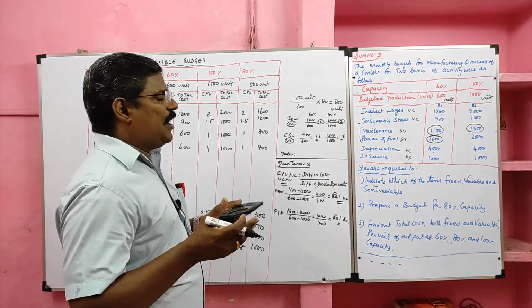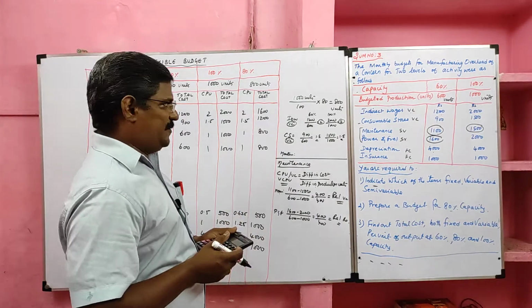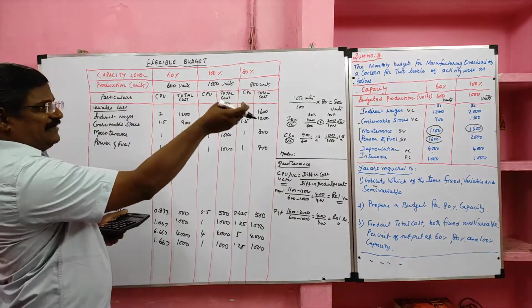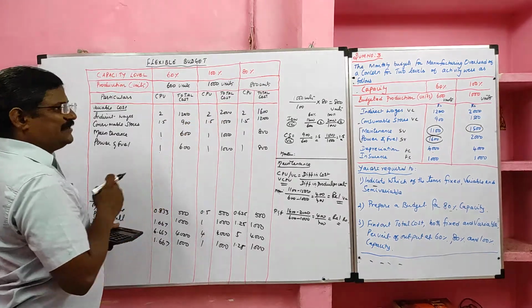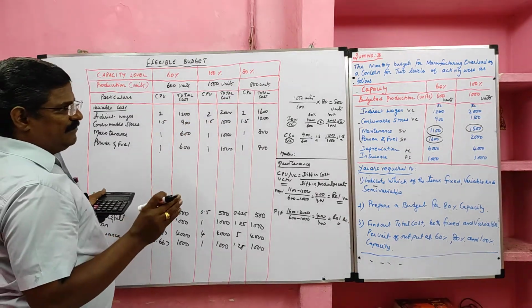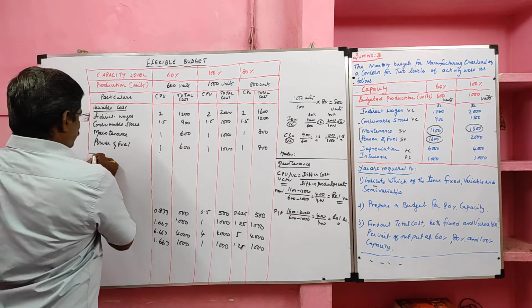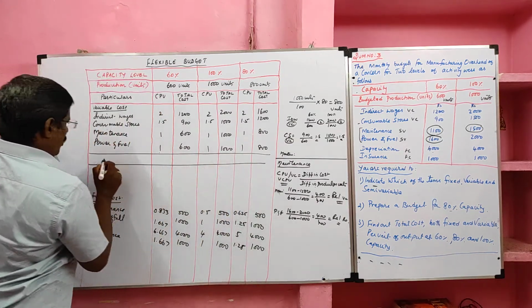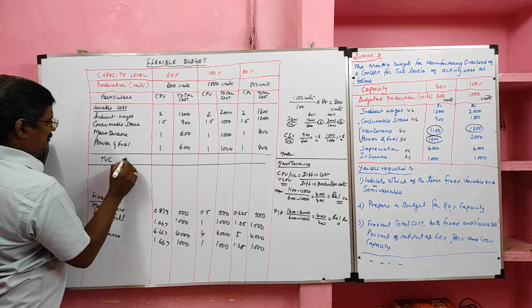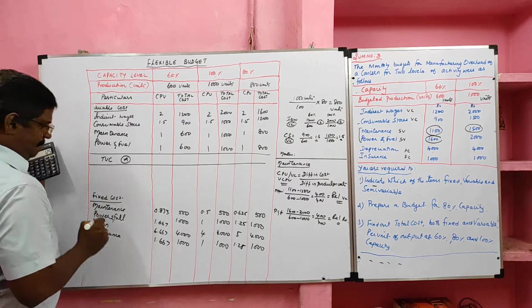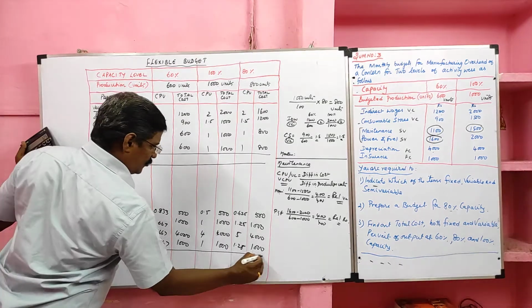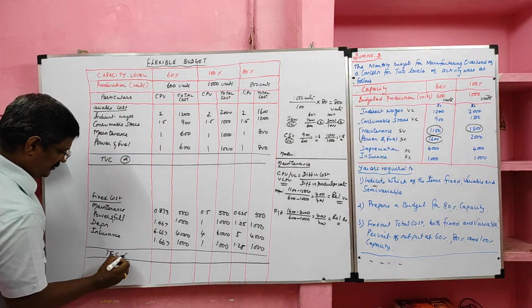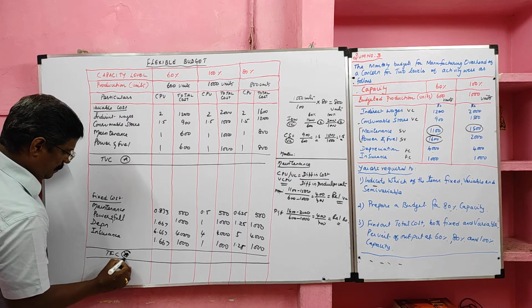Then I taught how to identify the variable cost per unit by using the following formula. First find the variable cost, then deduct variable cost from the total cost, you will get fixed cost. Then we completed everything. Now we are going to total the variable cost. Total variable cost, I am going to mark this one as A. After that, I am going to total the fixed cost. This total fixed cost I am going to mark as B.